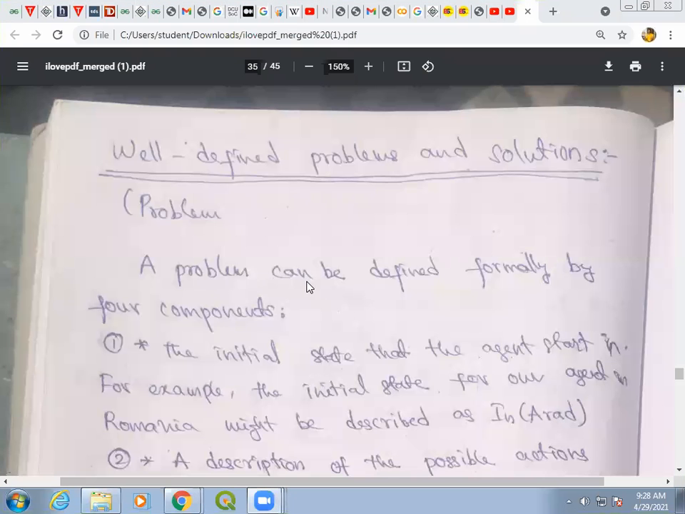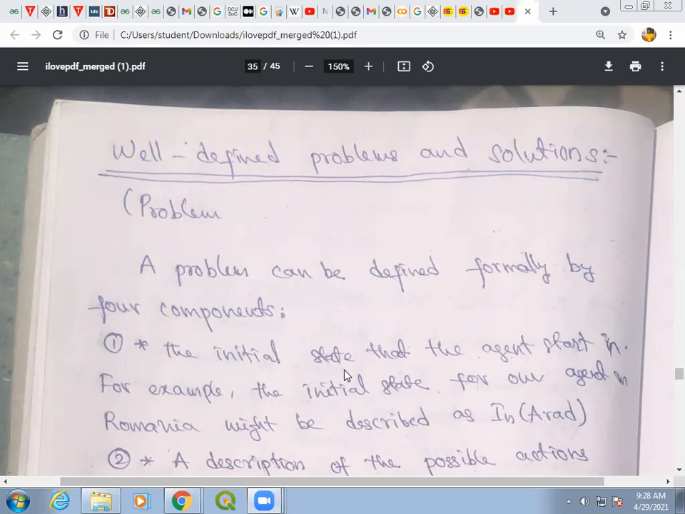So, problem definition. Here we are discussing how to define the problem. To define the problem, we have to consider four components. What are the four components we have to consider? The first one is the initial state, the second one is the successor function, the third one is the goal test, and the fourth one is the path cost.